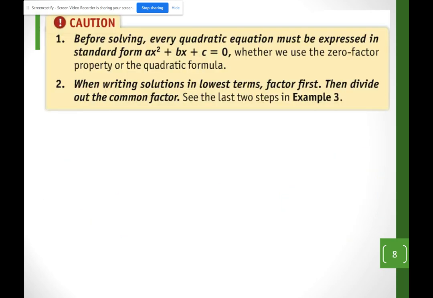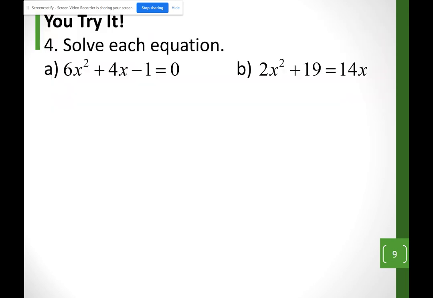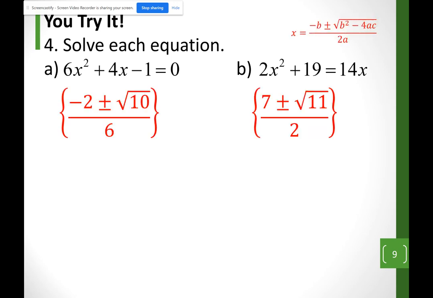Before solving, every quadratic equation must be expressed in standard form, which is everything on one side and the other side equal to 0. Move it to where the x squared is positive. Now you try these at home. Remember the quadratic formula? And you should end up getting these as your answers.